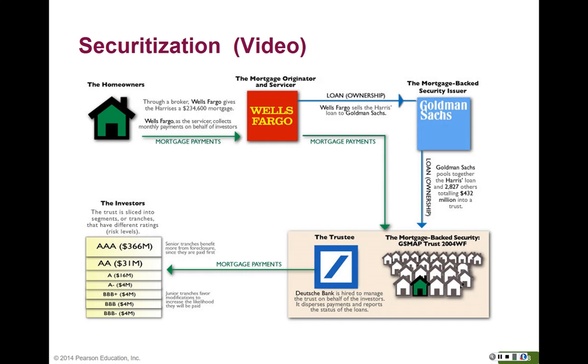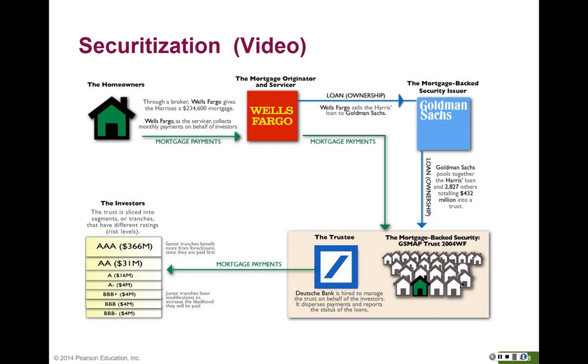Remember, earlier we said Wells Fargo sells the loan to Goldman Sachs. So Goldman Sachs uses the money they raise through issuing the securities to pay Wells Fargo. And then Wells Fargo uses the money to finance the owners of these homes. So that's the securitization process.